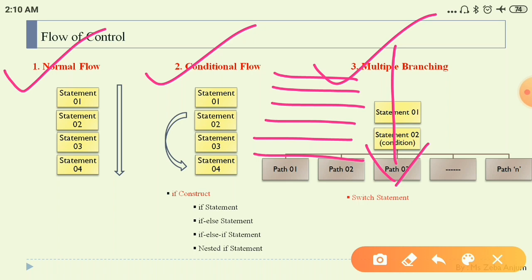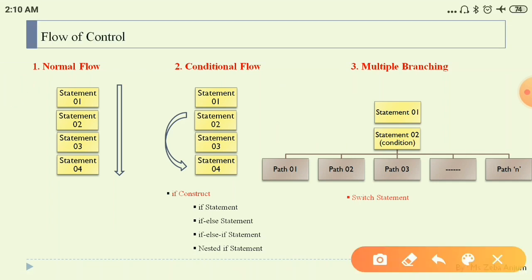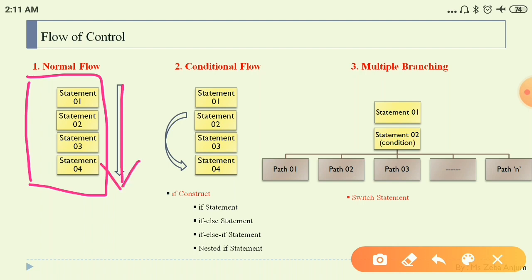Now see the first one, normal flow. You can see over here in the normal flow we have statement number 1, 2, 3, and 4. This is basically your lines of code, and in normal flow one statement after another is going to be executed in a very sequential manner.